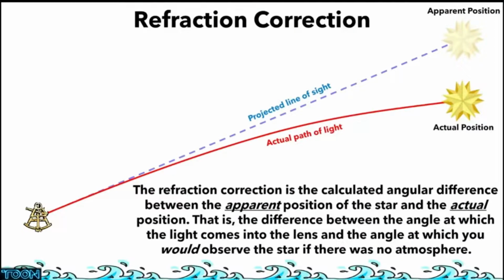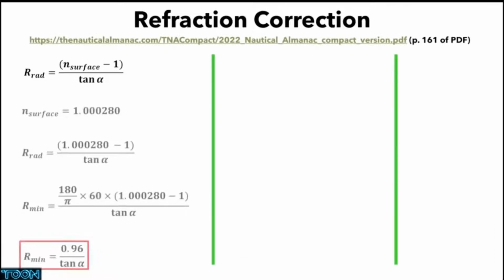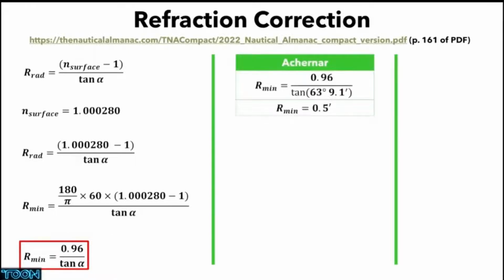So, the refraction correction is the calculated angular difference between the apparent position of the star and the actual position. That is, the difference between the angle at which the light comes into the lens, which is this projected line of sight, and the angle at which you would observe the star if there was no atmosphere, which would be a straight line between the sextant and the star. Okay, now the refractive index of air at the surface varies, but the typical value given is around 1.000280. And if we plug that into our formula and convert it from radians into arc minutes, for Alkenar, we get half an arc minute.